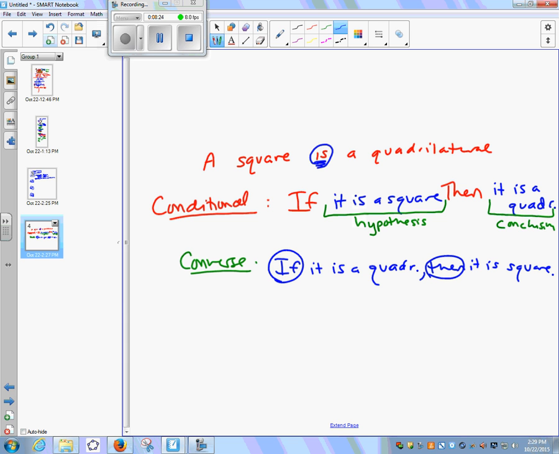Okay. Is this conditional true? If it is a square, then it is a quadrilateral? Is that a true conditional? Yes. Is the converse true?